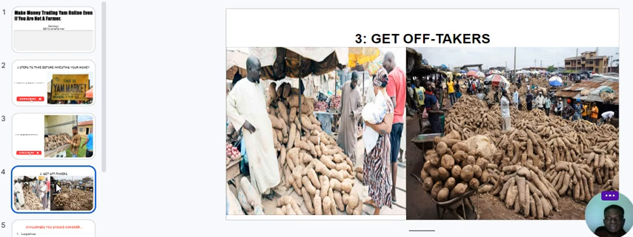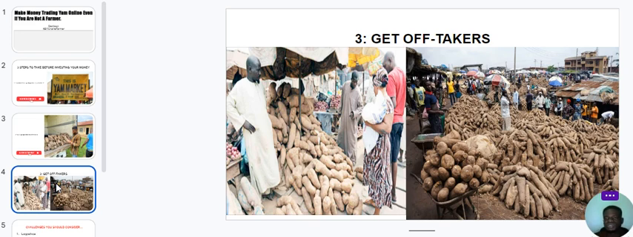So if you start looking for how you move yam, you go and dump it in the traditional market and start looking for buyers, begging people that come here, dragging shirts with market women. It doesn't make sense. With the knowledge you have, all you need to do is get off-takers first before your yam comes. It's like a pre-order model, right?